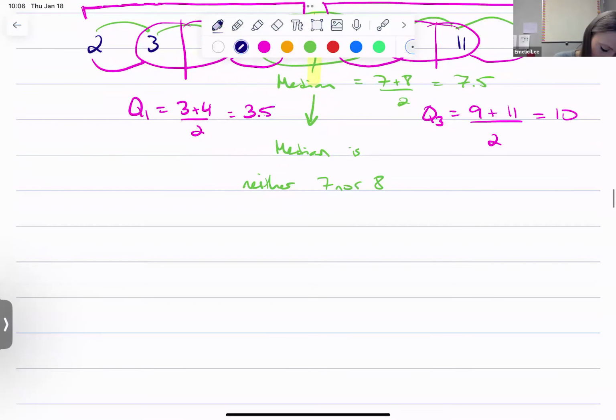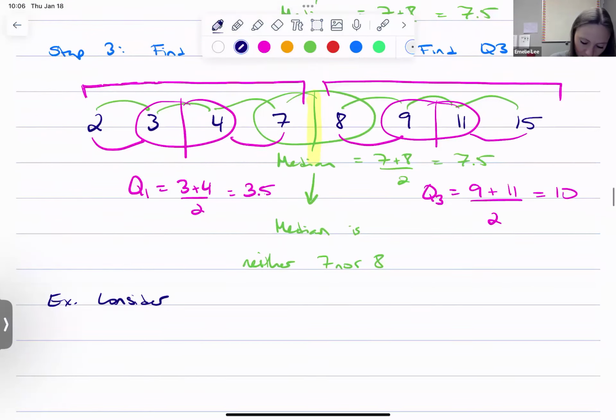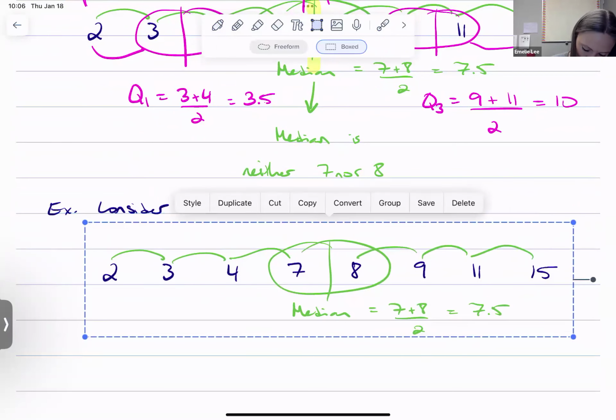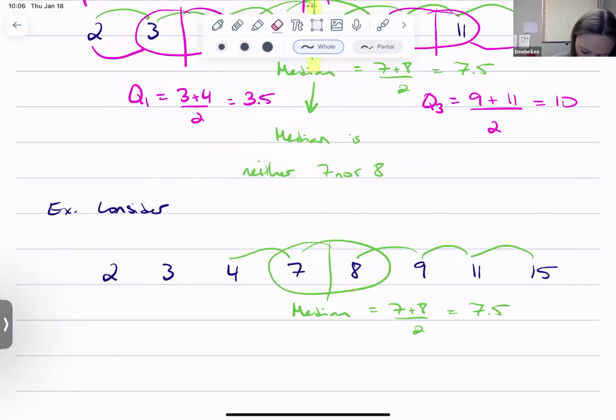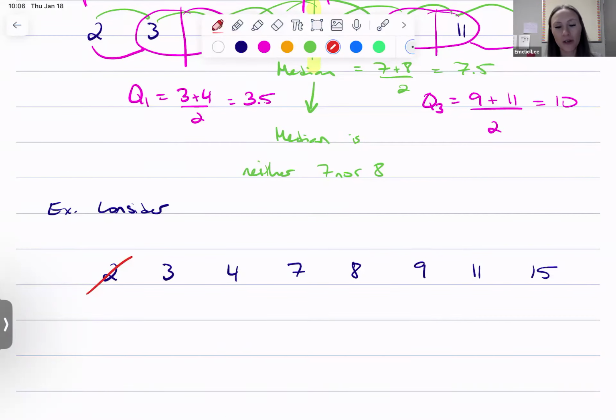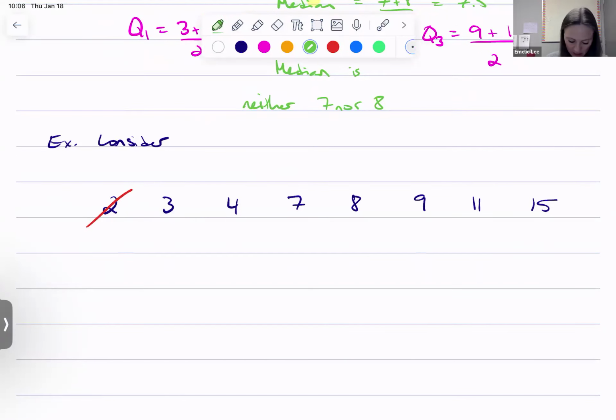Just as a quick example, now consider the same data set, but what I'm going to do is I'm going to remove these. And let's say we remove this 2, right? So now I have one fewer data point, but that's okay. So what can I do to find the median? So it's already sorted, that's fine.